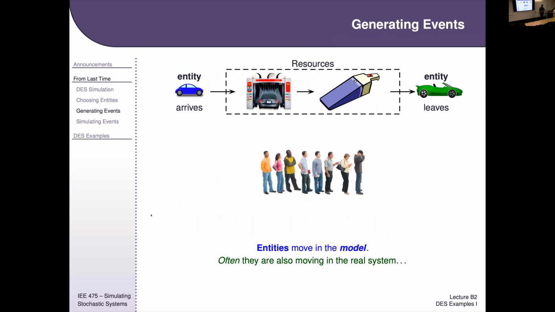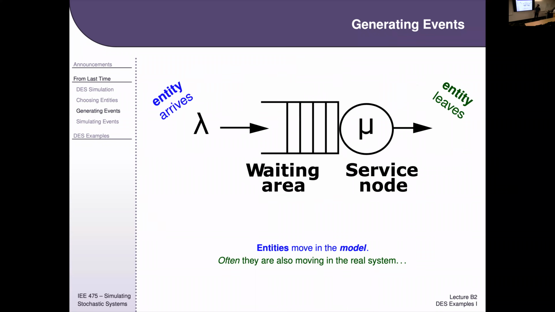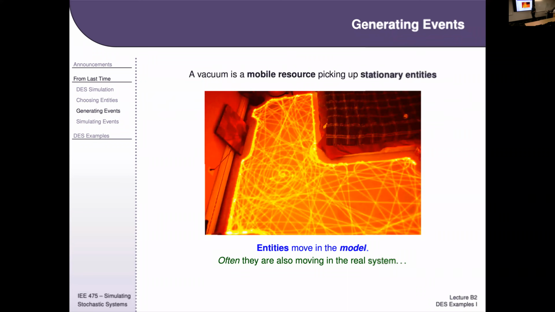All right, so I mentioned entities move in the model. They're often like cars coming into car washes, people coming into banks, into grocery stores. Often they're moving in the real system, but they don't have to be. So in general, the big process here is that an entity arrives and leaves, and there are different ways that could happen. And so I talked about a vacuum cleaner.